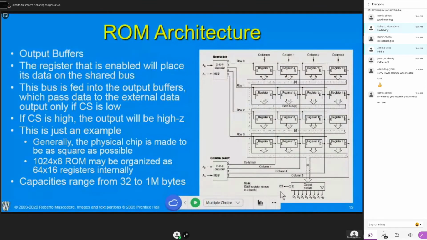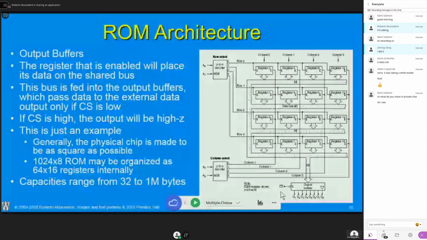That's usually the job of the CPU, to arbitrate who is talking on the bus at what moment. And we'll get into that later when we talk about memory decoding strategies.